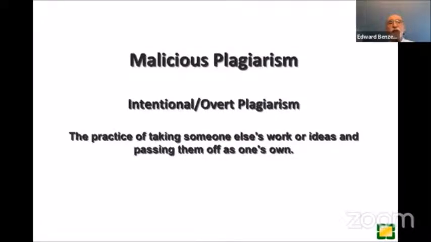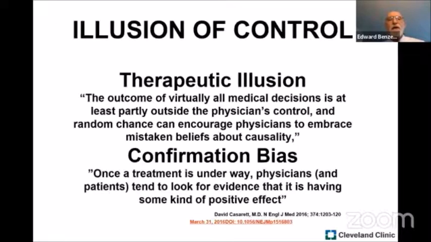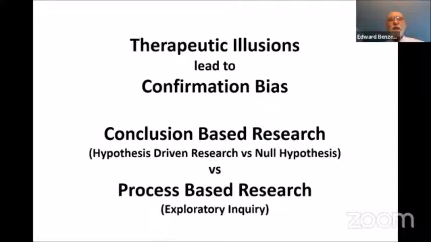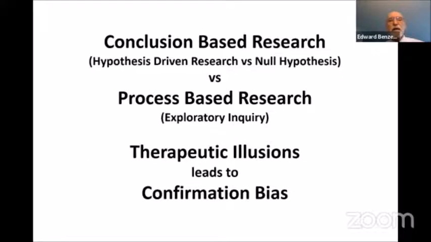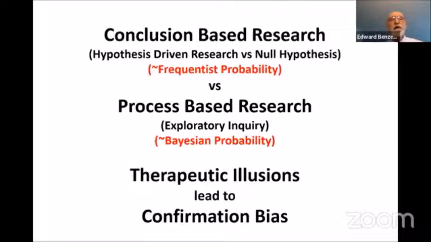Malicious is intentional and overt plagiarism, the practice of taking someone else's work or ideas and passing them off as their own. Conclusion-based research is often hypothesis driven, and process-based research is designed to find the truth, exploratory inquiry. Conclusion-based research uses frequentist probability strategies, and process-based research or exploratory inquiry uses Bayesian probability strategies.